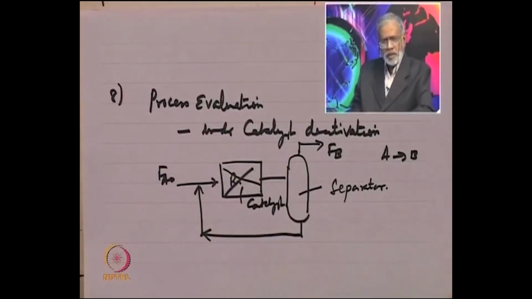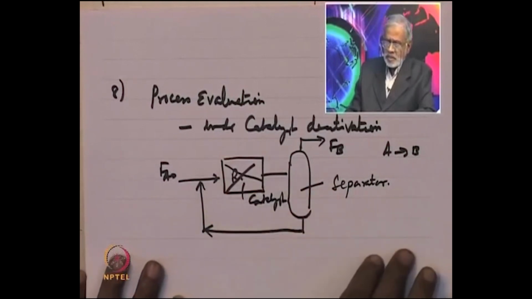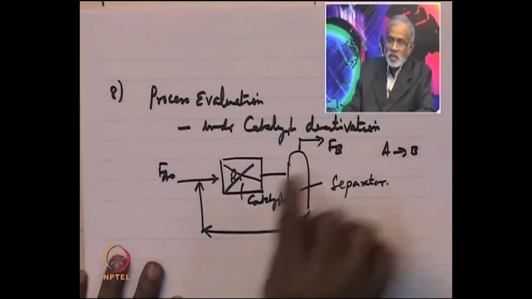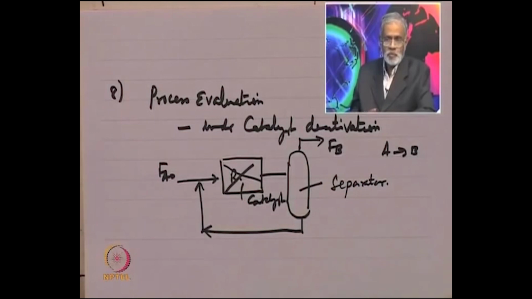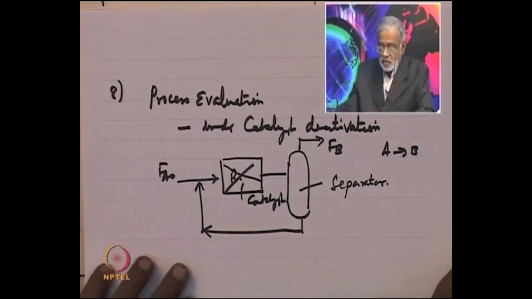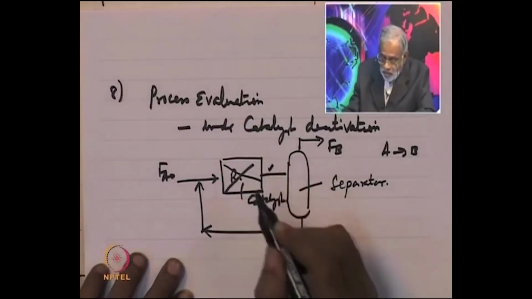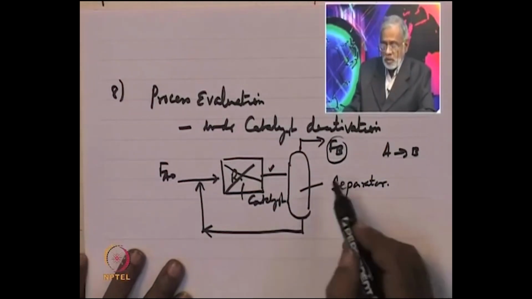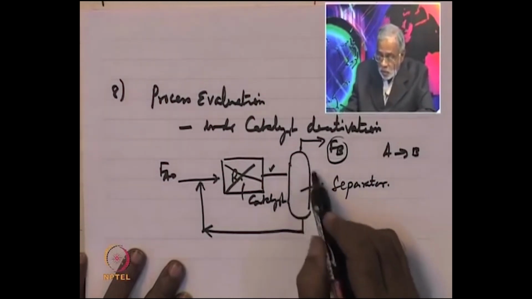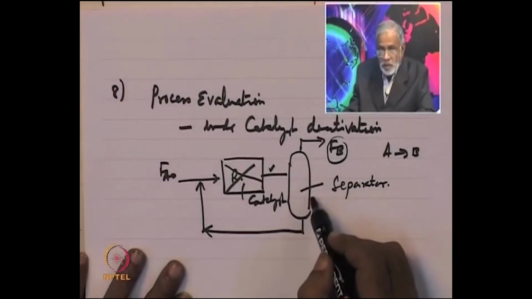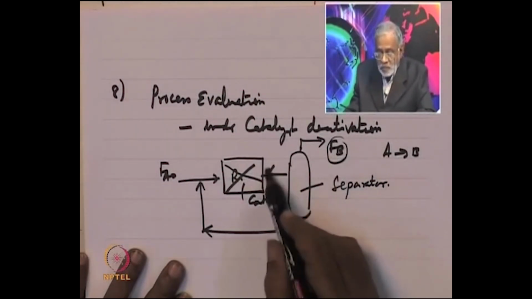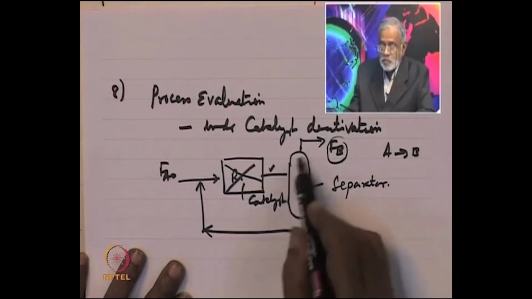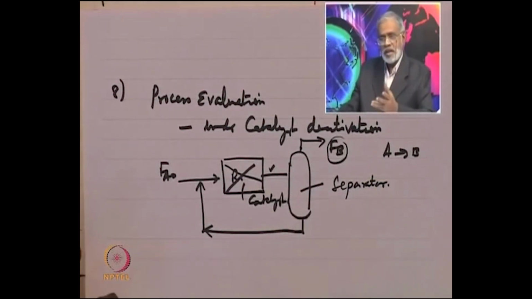So, as this deactivates, the amount of product that you will produce here will keep on decreasing. Clearly, the amount of product formed here is decreasing, and therefore what you are going to get here will also decrease. Now, this separator has been designed to process a certain amount of the product. As this keeps decreasing, you will find that this separator is not working to your design. So, it is suboptimal, and therefore your process is not satisfactory.